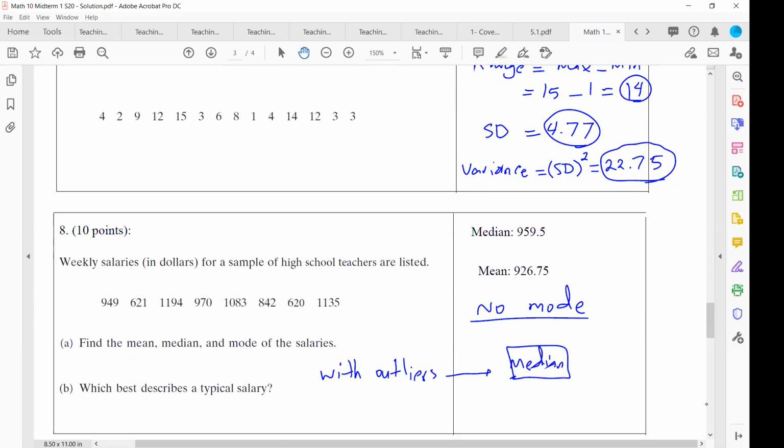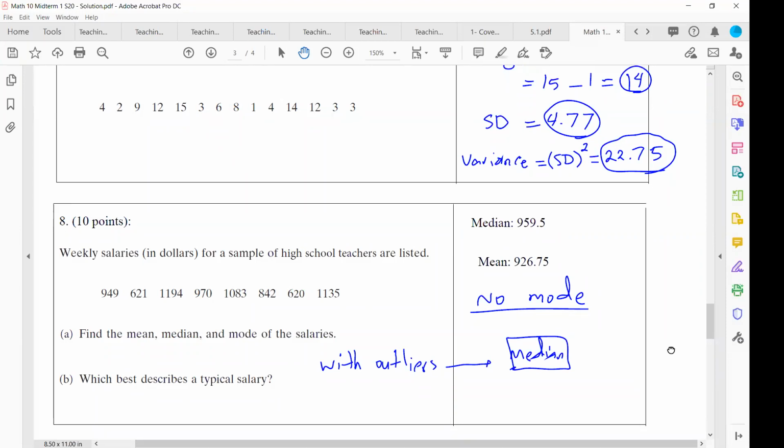Now look at this collection. It doesn't seem to have outliers in this collection. So you can say that median or mean best describe a typical salary or the center for the collection. So you can either use median or mean.